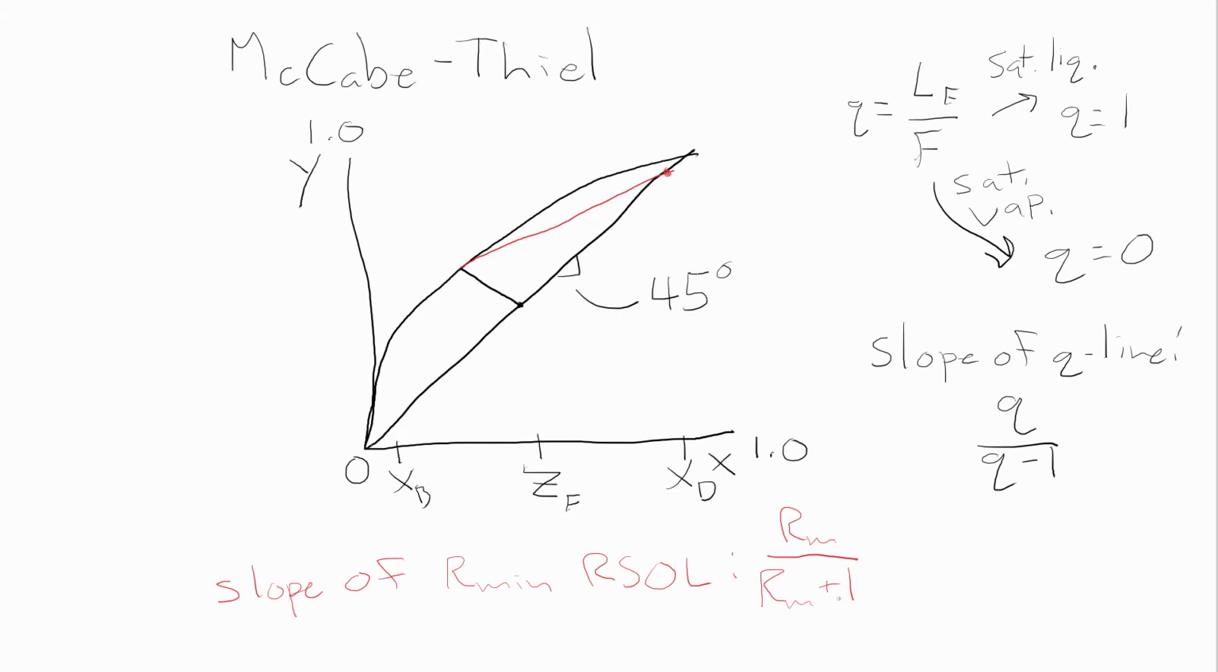And then typically, we are given R as some multiple of Rmin. So once we have the actual R, we can find the actual slope of the rectifying section operating line.